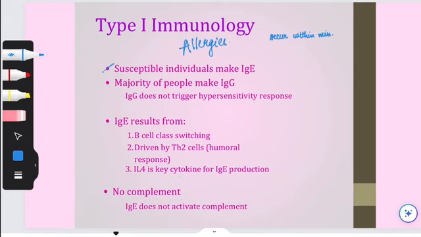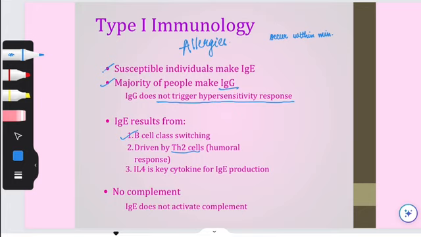IgE antibodies. Susceptible individuals make IgE antibodies to antigens where other people do not. The majority of people instead make IgG antibodies and they do not have a hypersensitivity response. The IgE that is synthesized in the susceptible individuals comes from B cell class switching. This is driven by the Th2 T helper response, which is a part of the humoral response.